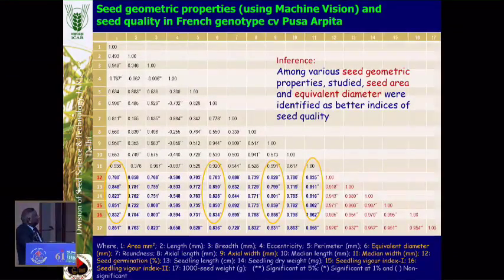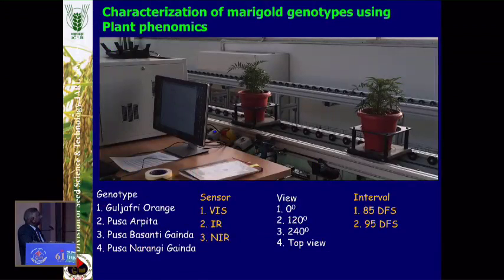The machine vision was used to distinguish the marigold genotypes using the seed characteristics, and he could also establish simultaneously that amongst the various seed characteristics, seed geometric properties, the seed area and the equivalent diameter were identified as the better indices for the seed quality.